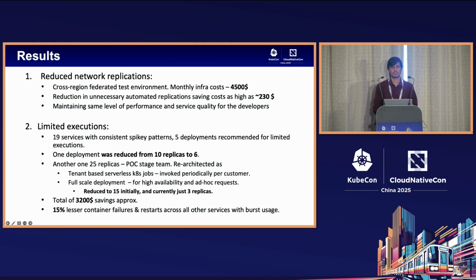And of course, if there are any customer support requests that are ad hoc, you don't want to start the batch jobs. It takes a while to bring up all the things. So they did that, and it resulted in around $3,200 of savings per month as well. And as another benefit, they saw 15% fewer container failures and restarts across all other services. That was because the application now had more headroom, so limits were not consistently being met, especially for compressible resources like CPU. We had fewer restarts as well.